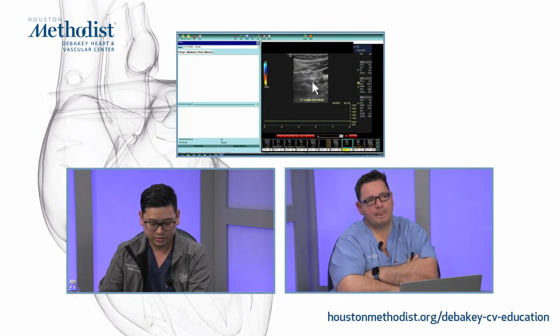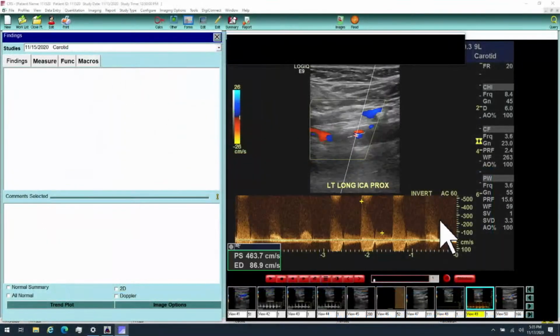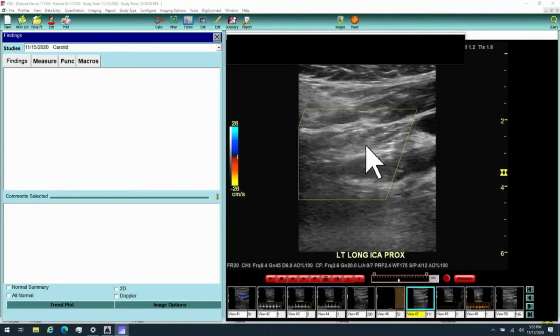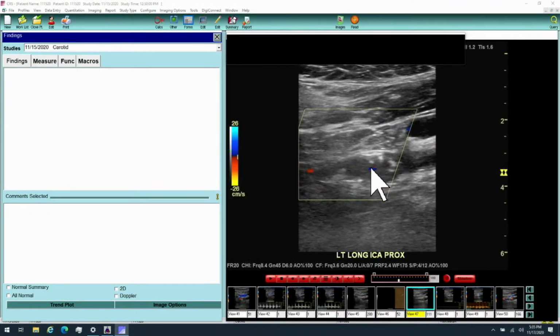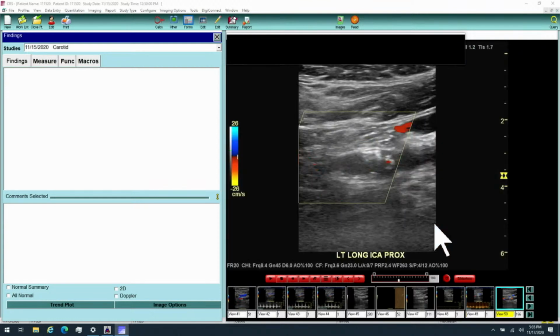So first Doppler signal, putting it inside the ICA, we're just not getting any Doppler signals whatsoever. Second time around, on the sweep, we're seeing this focal aliasing point here that's showing color. Taking a shot at it, we're getting 463 over 86. This could be moved down a little bit further to the end diastole.